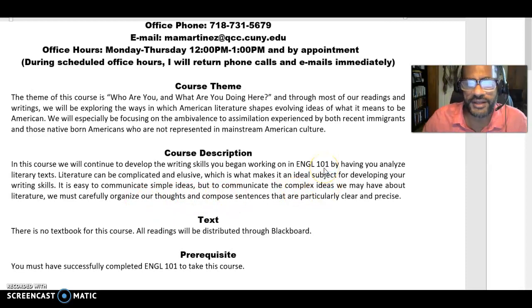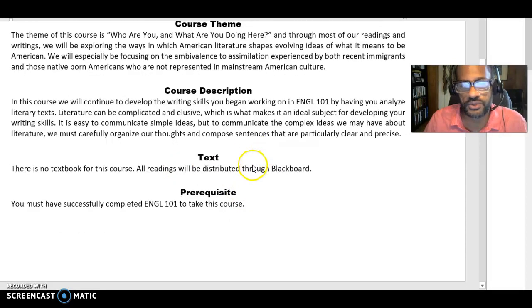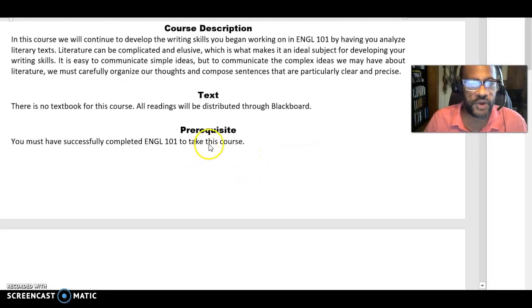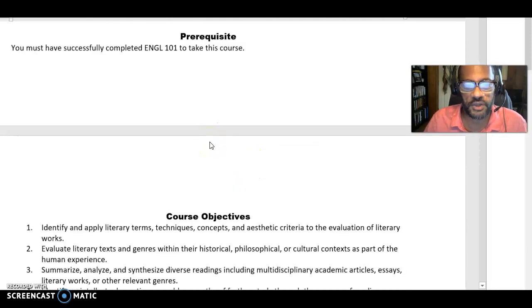So that goes back to that idea of having complicated ideas about something like assimilation. The fact that it's a complicated idea makes it good for us to try to express, because that's what we want to do. Think about how it is that we express rather complicated ideas. Text: there's no textbook for this course. Prerequisite: you must have completed ENGL 101.